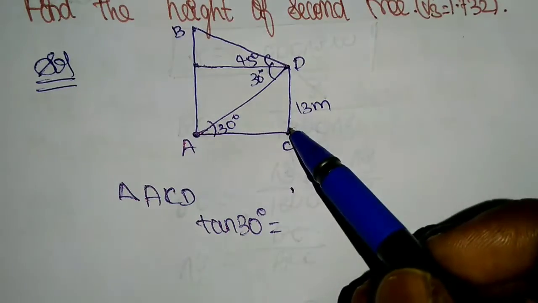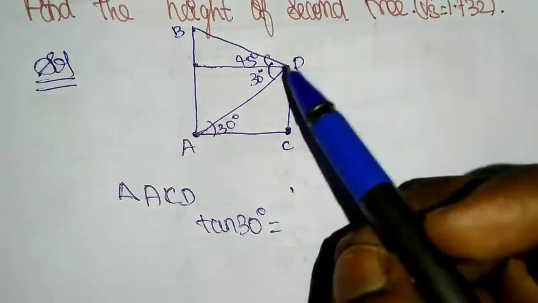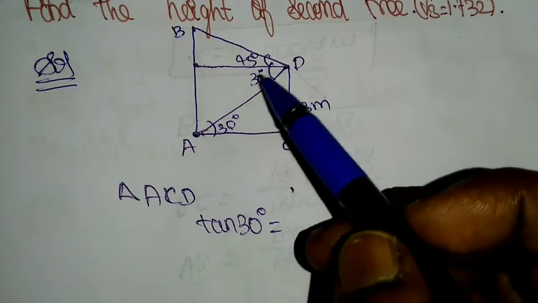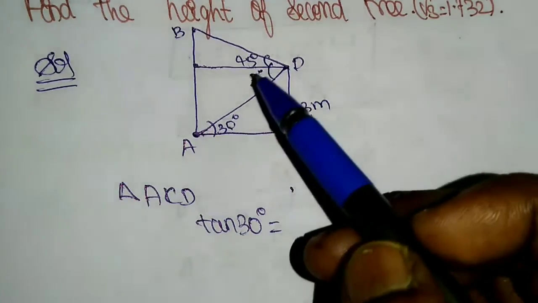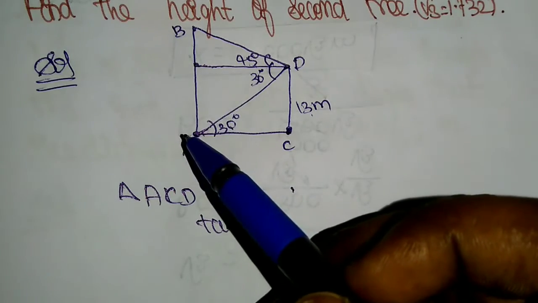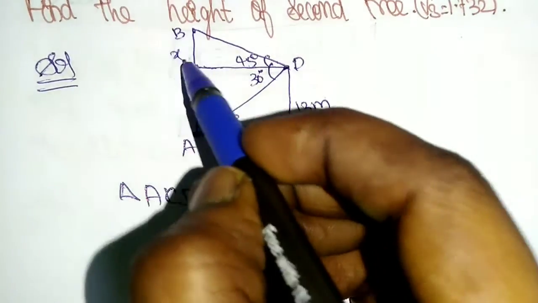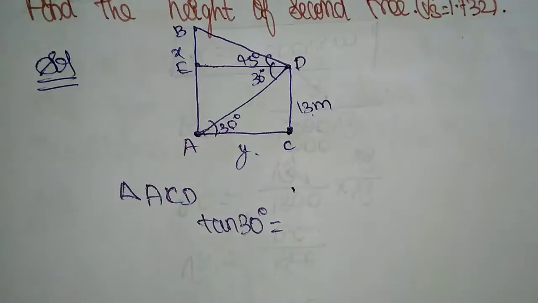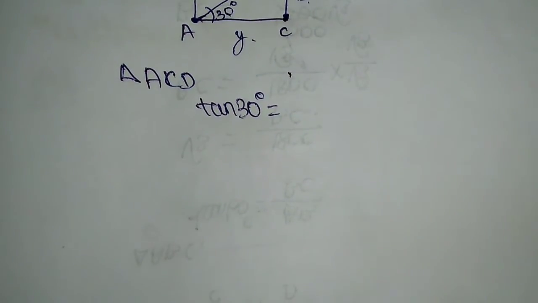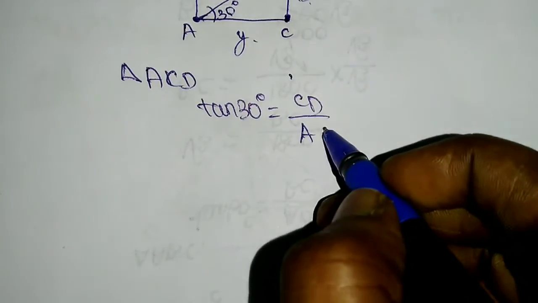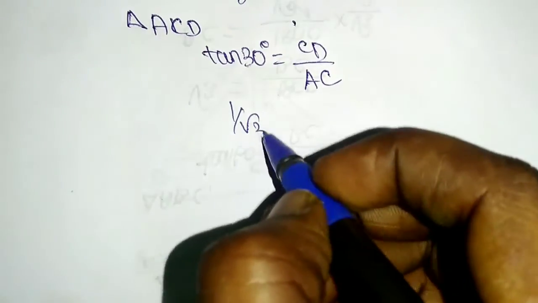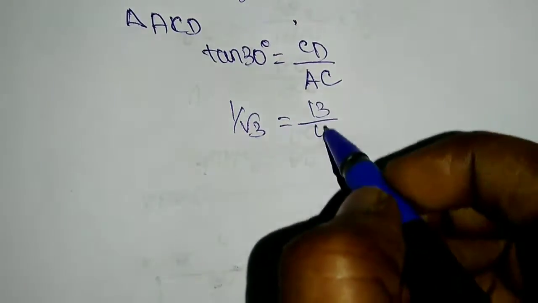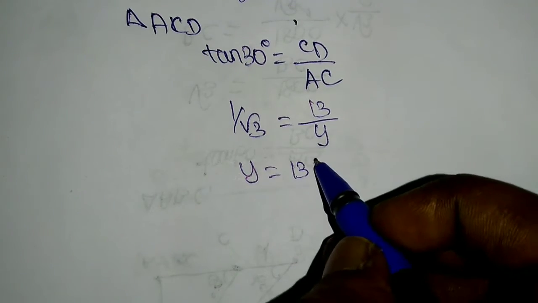ACD, here we get tan 30 degrees equal to. Solution. Here the height of the first tree is 13 meter and the angle of depression is 30 degree. So here we get 30 degree. The angle of elevation is 45 degree. Here we have to find the height of second tree. Okay. So this is X, AC is Y. Now we get tan 30 degrees equal to CD divided by AC. So tan 30 degree is 1 by root 3. So 1 by root 3 is equal to CD is 13. Here AC is Y. So Y is equal to 13 into root 3.